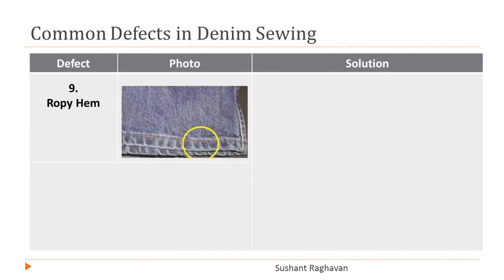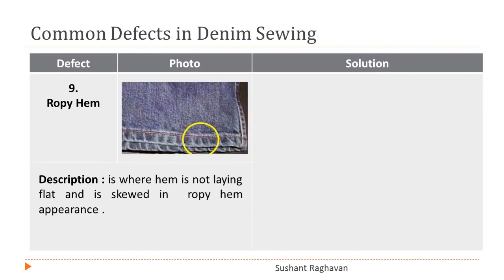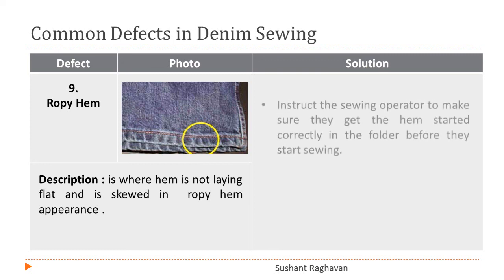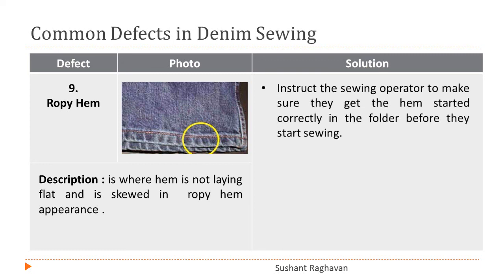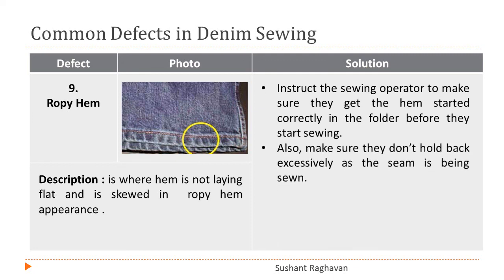Ropy hem. Description: where the hem is not laying flat and is skewed, giving a ropy hem appearance. Instruct the sewing operator to make sure they get the hem started correctly in the folder before they start sewing. Also make sure they don't hold back excessively as the seam is being sewn. Use minimum roller or presser foot pressure.